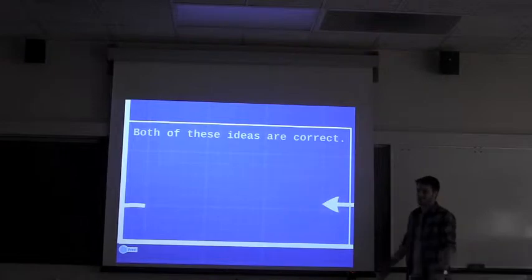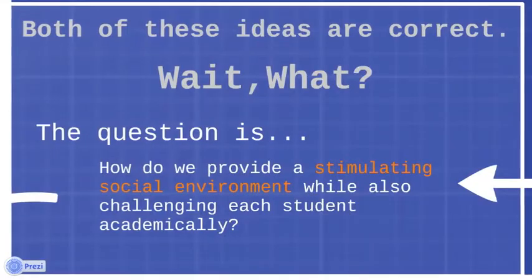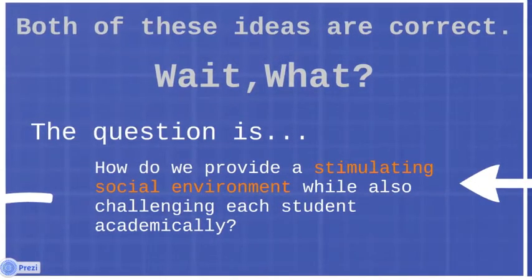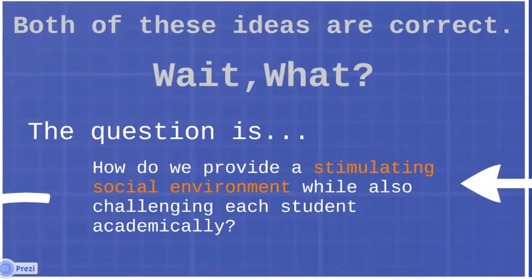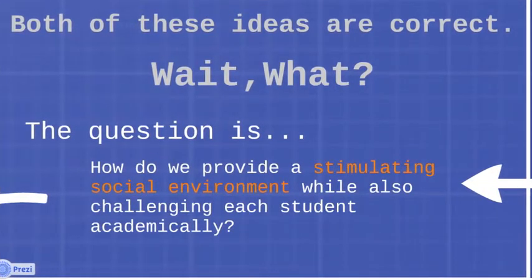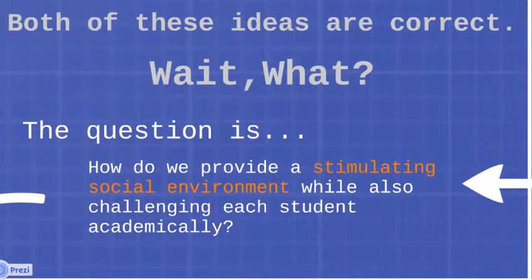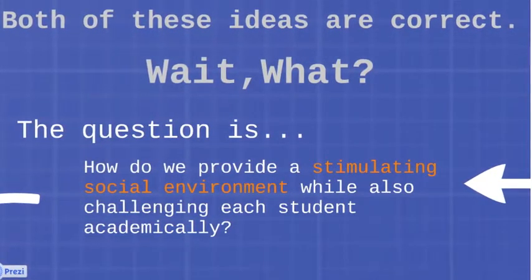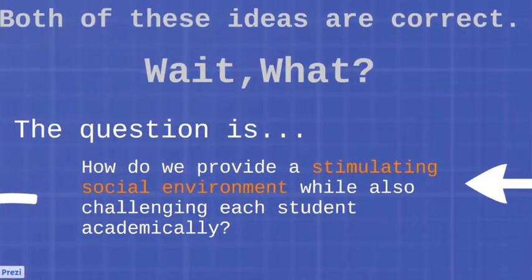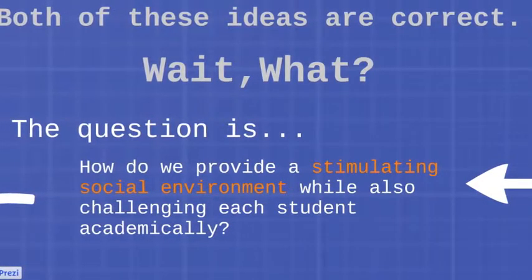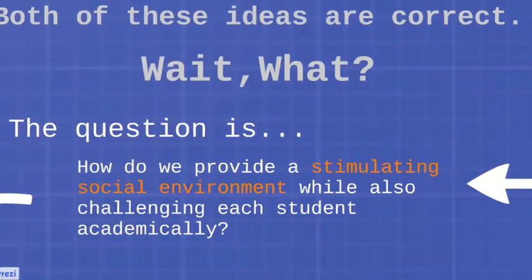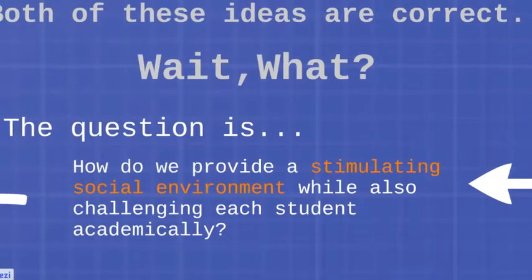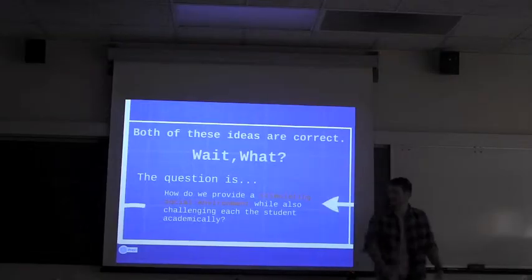And then both of these ideas are correct. And you're like, what? What do you mean? They're both correct. How can they both be correct, right? The idea that any student needs a socially stimulating environment and an educationally and academically rigorous environment are both positives. Those are awesome. The unfortunate thing is that least restrictive environment only focuses on academics and inclusion solely focuses on social. And so how do you combine the two? That's the question. How do we provide a stimulating social environment while also challenging each student academically?